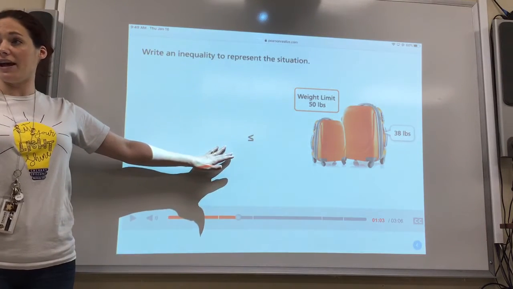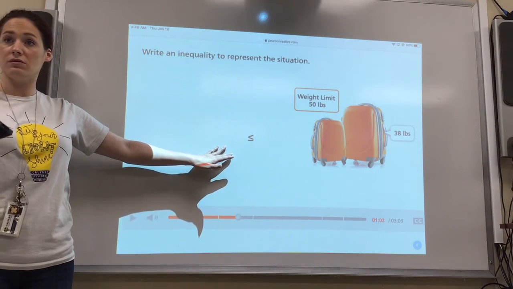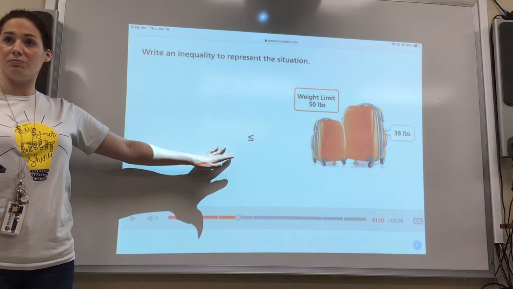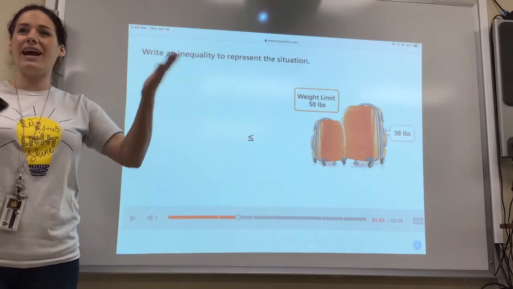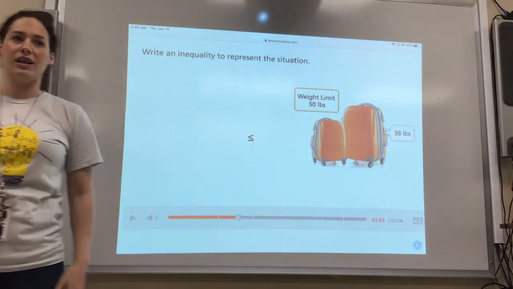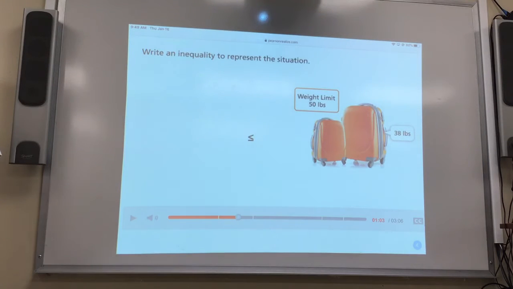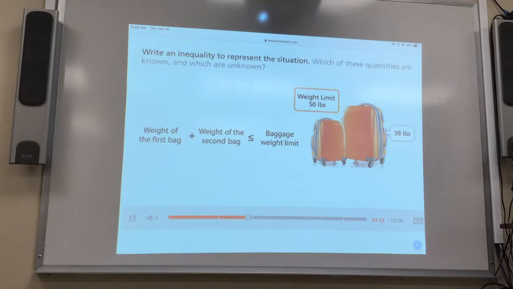38. 38 plus whatever, the 38 plus 12. X, the extra weight, right? So right now we're calling it X. We already know that the max is going to be 12, but it's 38 plus X. The weight of the first bag plus the weight of the second bag is less than or equal to the baggage weight limit. Which of these quantities are known, and which are unknown?